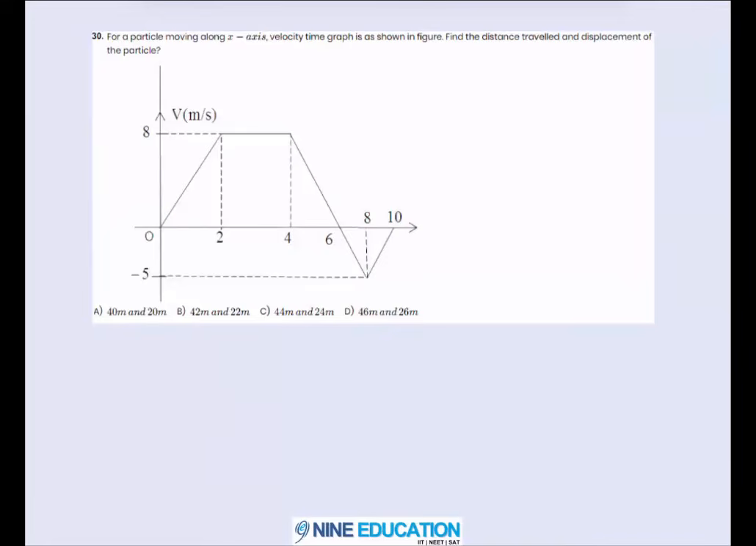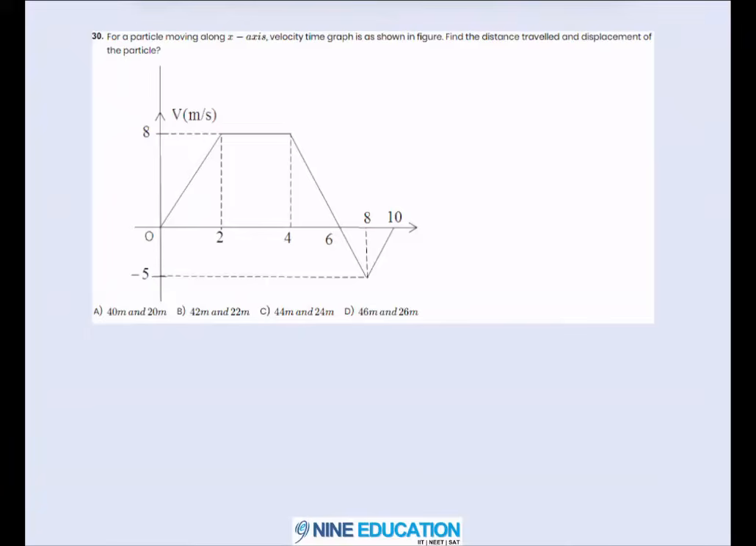Next. In this particular question, we have to calculate both distance as well as displacement. And which graph is given? The velocity time graph is given, right? If you want to calculate the value of the displacement or the distance from a velocity time graph, then basically we have to calculate the area. First, let us calculate the area, right?